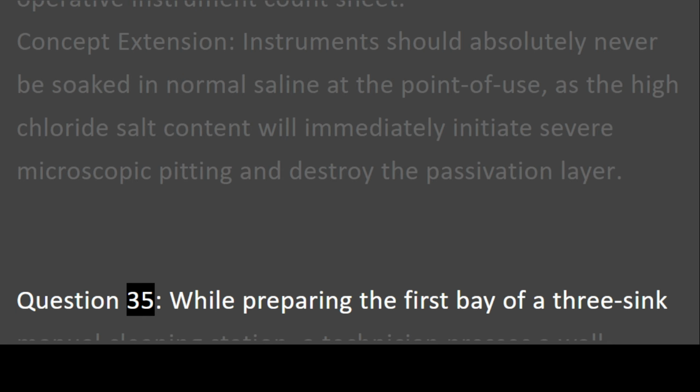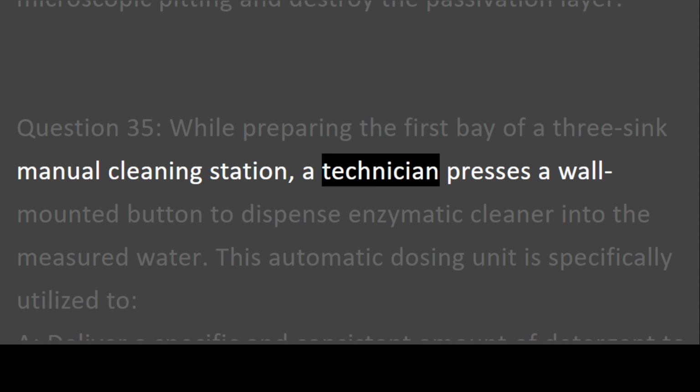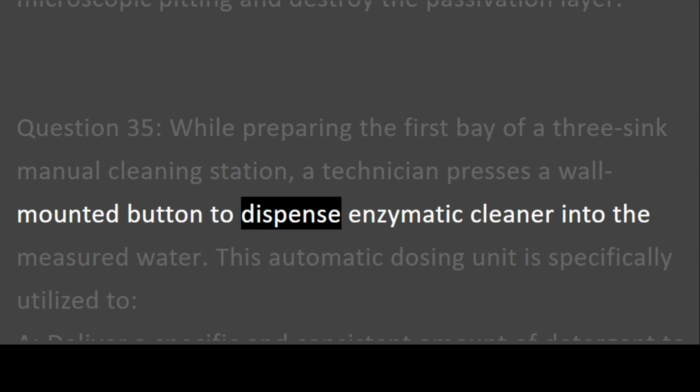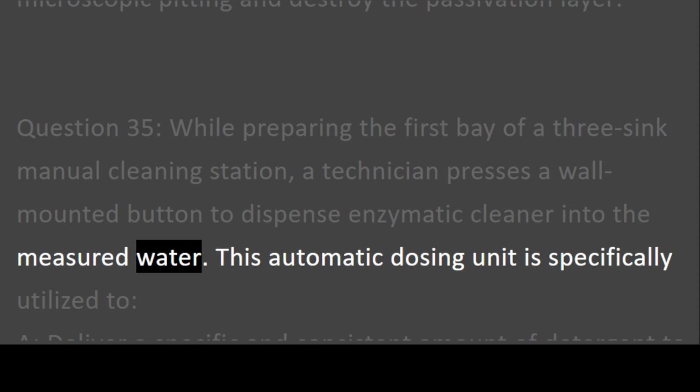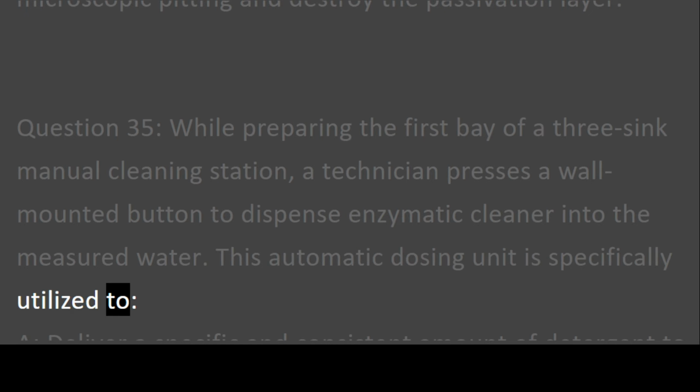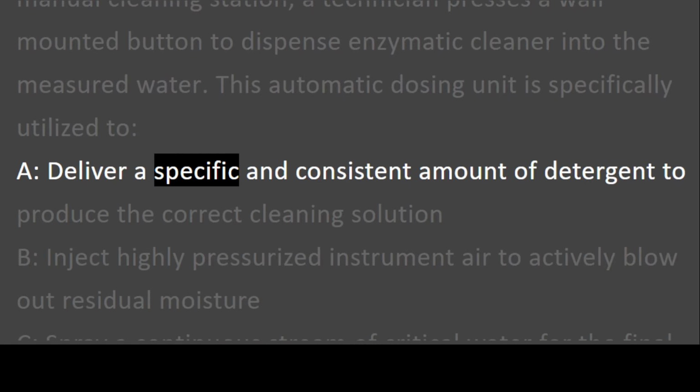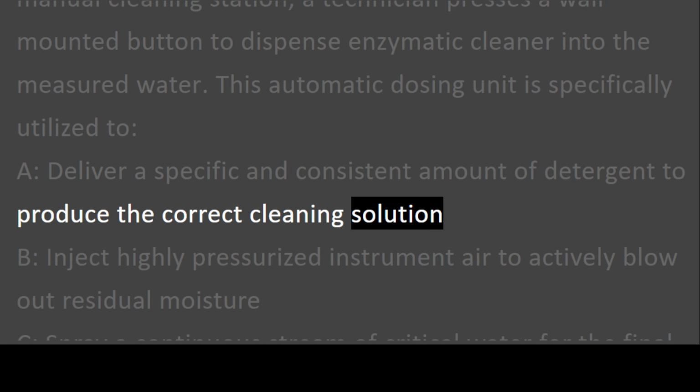Question 35. While preparing the first bay of a 3-sink manual cleaning station, a technician presses a wall-mounted button to dispense enzymatic cleaner into the measured water. This automatic dosing unit is specifically utilized to A. Deliver a specific and consistent amount of detergent to produce the correct cleaning solution.